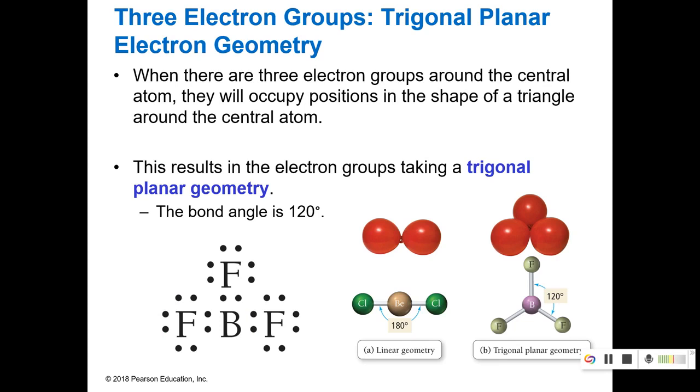The next one with 3 total electron groups is trigonal planar. All right, so this is still on a plane, which is why it's called planar. And there are 3 of them, which is why it's called trigonal. And the bond angle for them is 120.